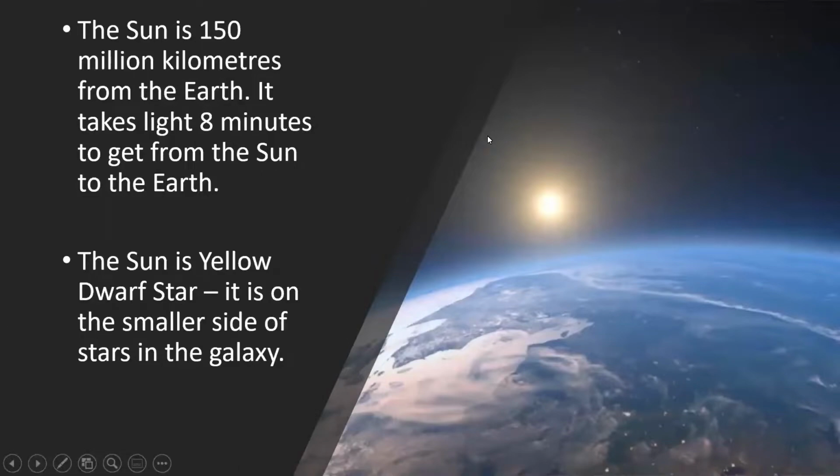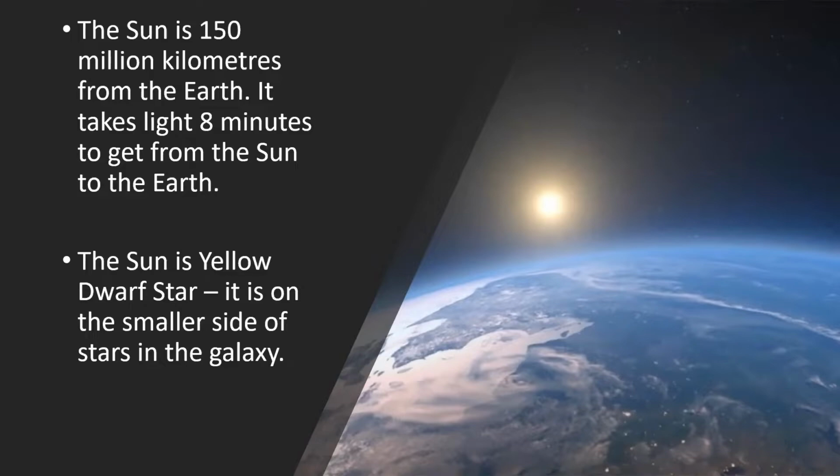Okay, so we look up into the sky. We see the sun is 150 million kilometers from the Earth. Even though light moves extremely quickly, it still takes 8 minutes to get from the sun to the Earth. So when you see the sun, you're actually seeing the sun as it was 8 minutes ago. Even though light is the fastest thing in the universe, it still takes some time because it's so far away.